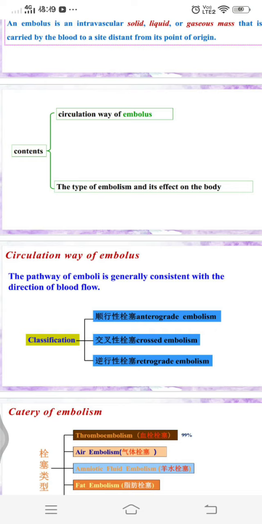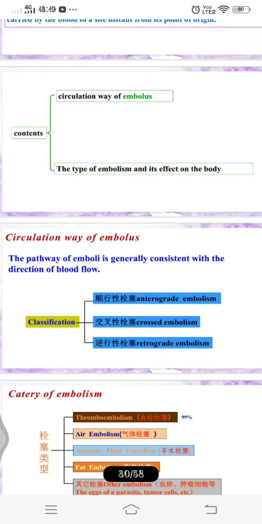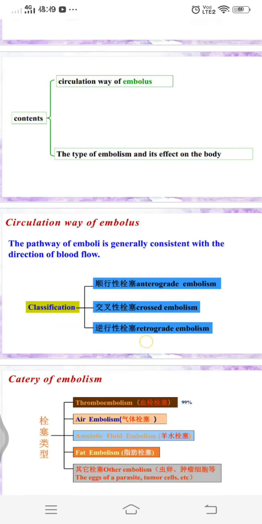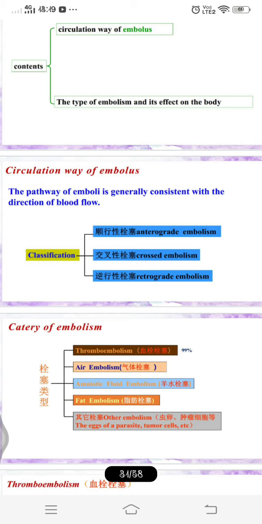And next, coming to retrograde embolism. Retrograde embolism means the movement is in the direction opposite to our blood flow. So this is known as retrograde embolism. Now let us see the categories of embolism.